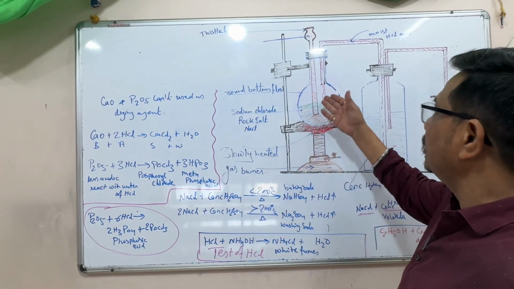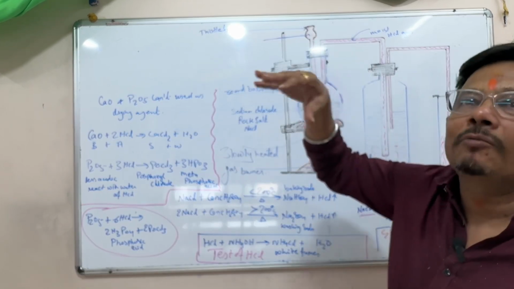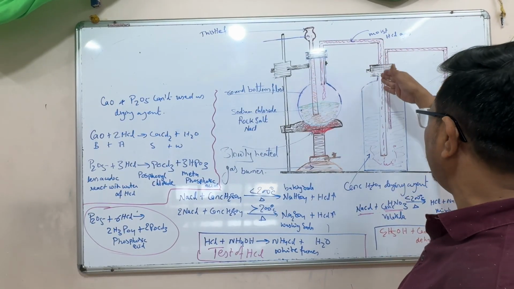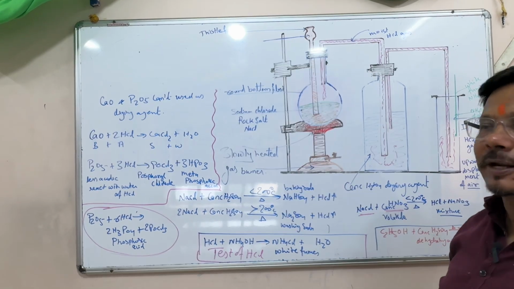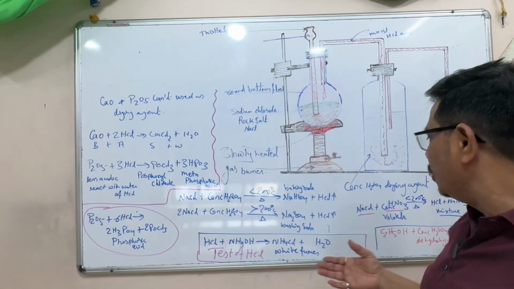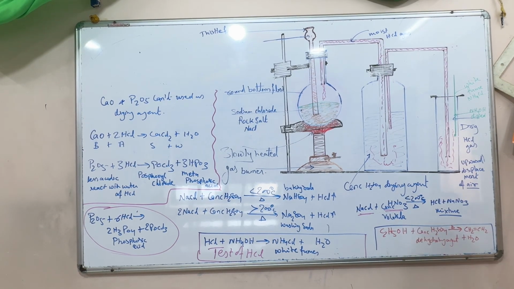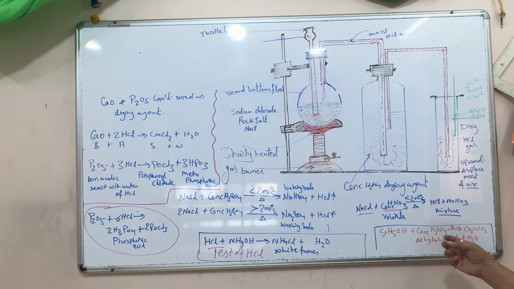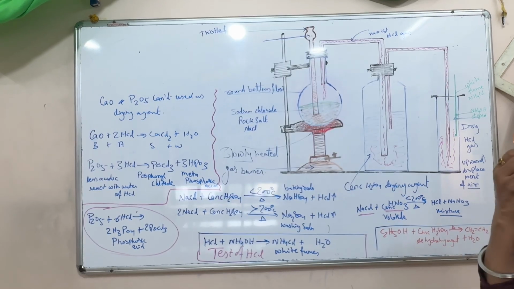Now this HCl moves up, and this HCl is moist HCl. It has water content. Now this HCl passes into the solution where concentrated sulfuric acid is present. It is called a drying agent. A dehydrating agent is a substance which reacts to eliminate water molecules from the system. So ethanol reacts with concentrated sulfuric acid, and when heated you will get ethylene and water. Here the sulfuric acid is acting as a dehydrating agent.